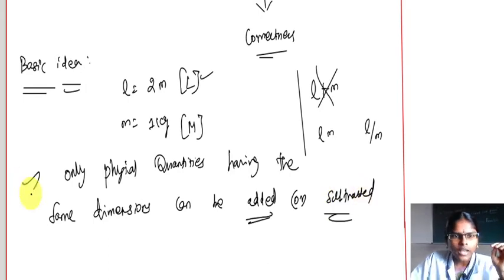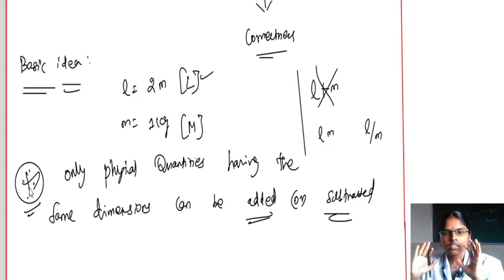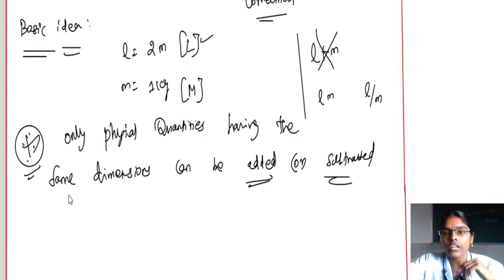So this is the very basic idea behind this application, and we are going to use it. Only physical quantities having the same dimensions can be added or subtracted. Length can be added with length, mass with mass, force with force, temperature with temperature, current with current. But we cannot add current with temperature, force with area, or mass with current. So physical quantities having different dimensions cannot be added or subtracted. This is the basic idea.